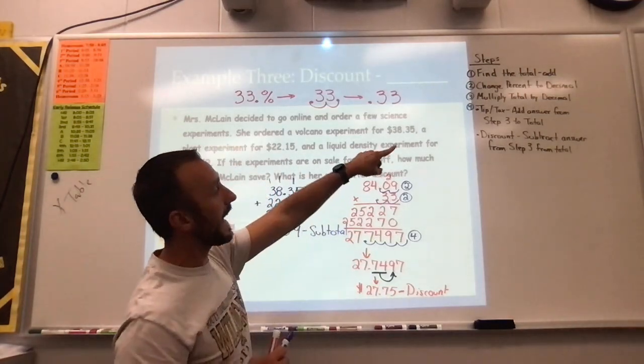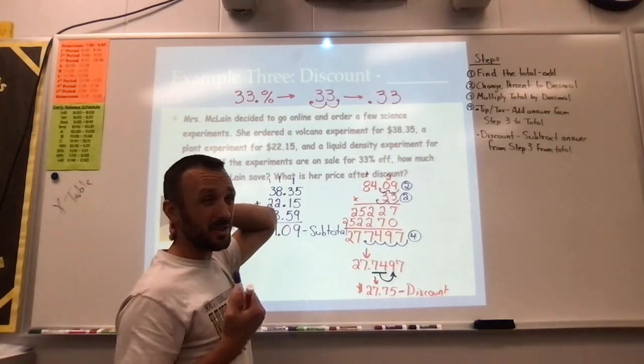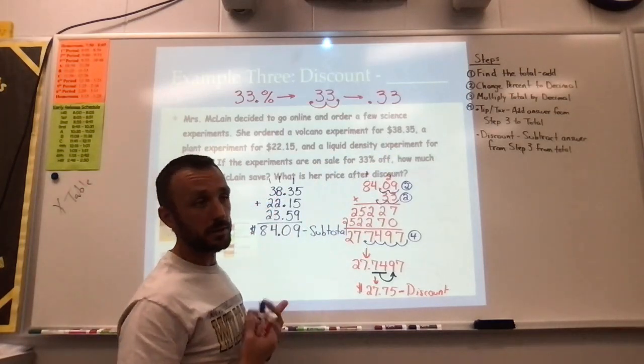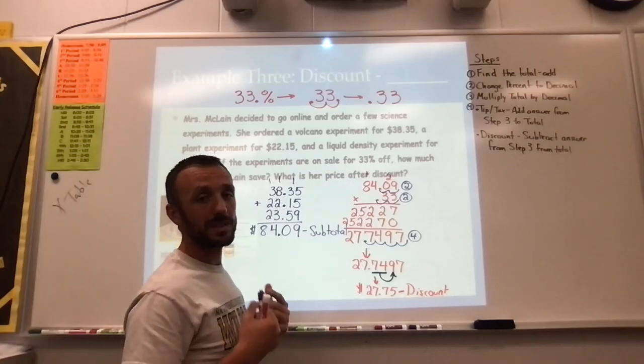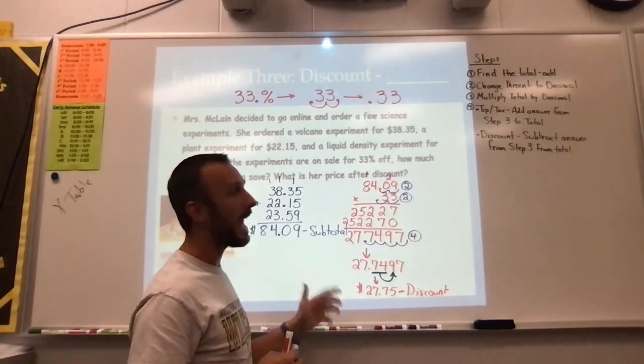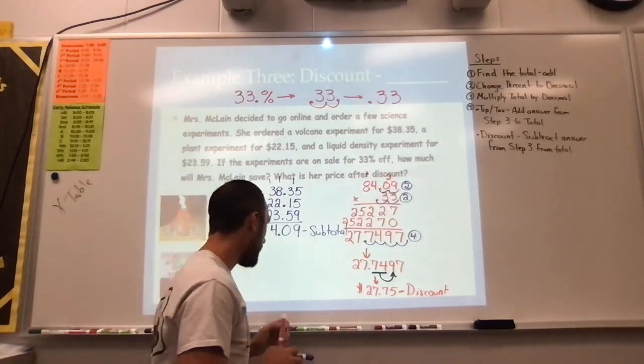So if you look up there, tax and tip are both we add. When something's on sale, that means you're saving money, which means you pay less, which means you will take away that percentage. So tax and tip you add, discount you're going to subtract on this one.